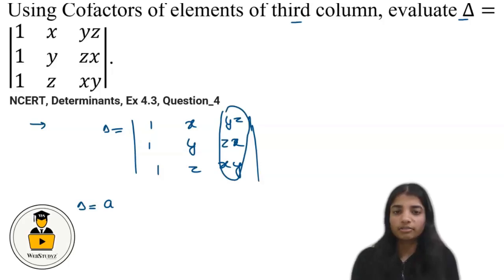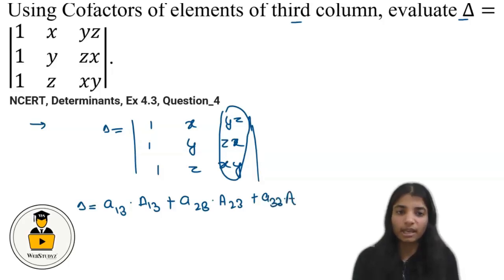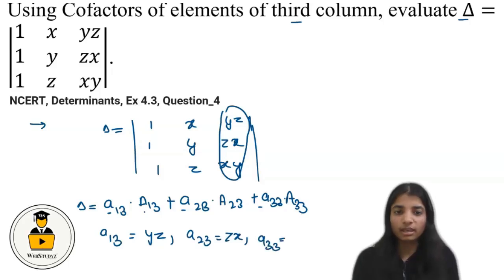So delta is equal to a13 multiplied by A13, plus a23 multiplied by A23, plus a33 multiplied by A33, where the small a13, a23 and a33 denote the elements and the capital letters denote the cofactors. So the value of a13 is yz, the value of a23 is zx, and the value of a33 is xy. Now we are going to calculate the cofactors.